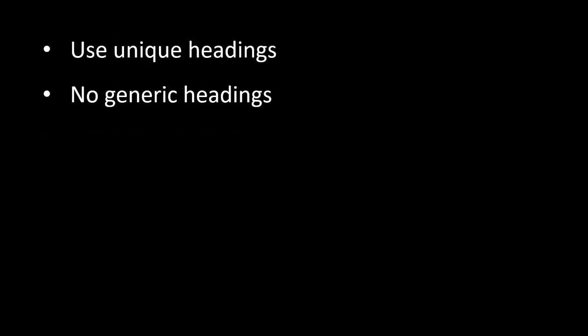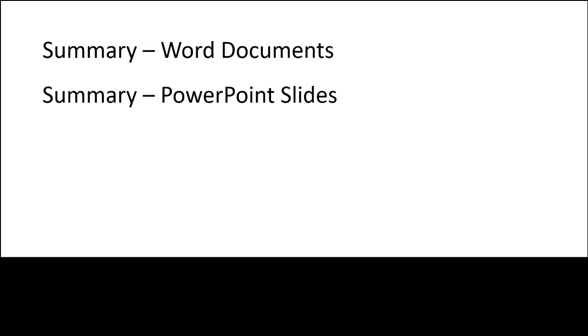Headings should always be detailed and unique. Never use generic headings like Step 1 and never use the same heading. Let's say you use Summary twice in a heading within a document. You should add text to each heading to make it more descriptive and unique. For example, Summary, Word documents. Summary, PowerPoint slides. One final thing, you can change heading formatting like size, font, color by using Modify.